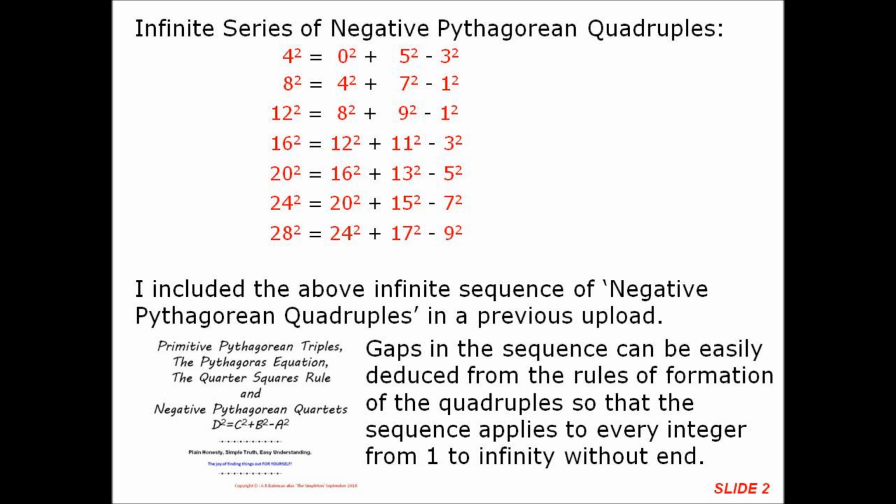I included the above infinite sequence of negative Pythagorean quadruples in a previous upload, the title slide of which is shown in the bottom left corner. Gaps in the sequence can be easily deduced from the rules of formation of the quadruples, so that the sequence applies to every integer from 1 to infinity without end.